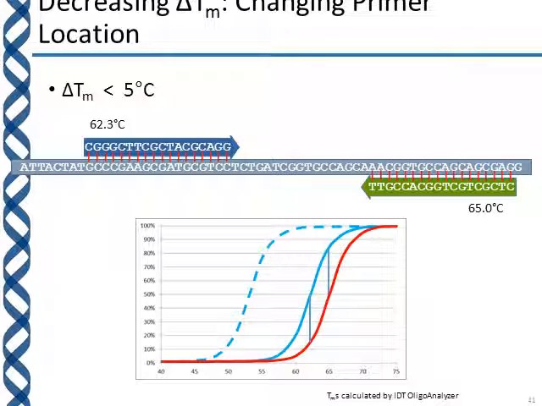And here we have essentially the opposite situation, where 85% of the forward primer is single-stranded, so 15% of the forward primer is bound at the TM of the reverse primer. So again, not terribly efficient, but definitely much more workable than the previous situation.